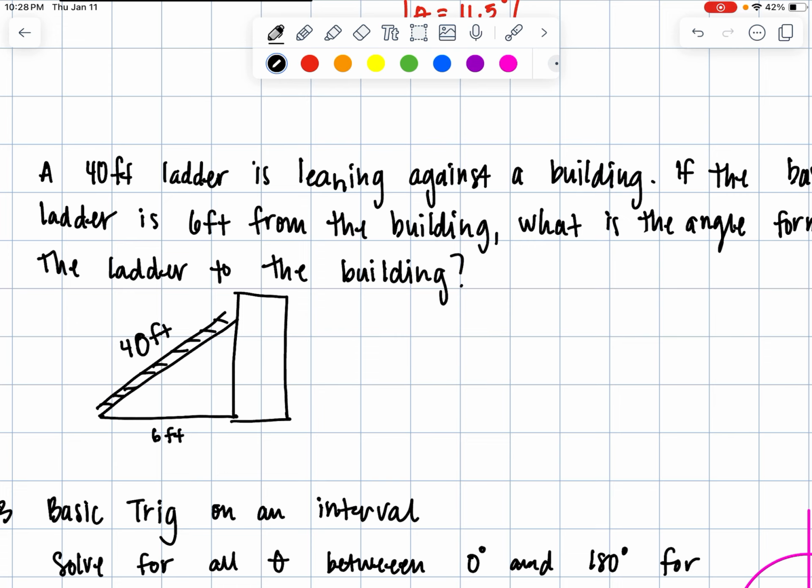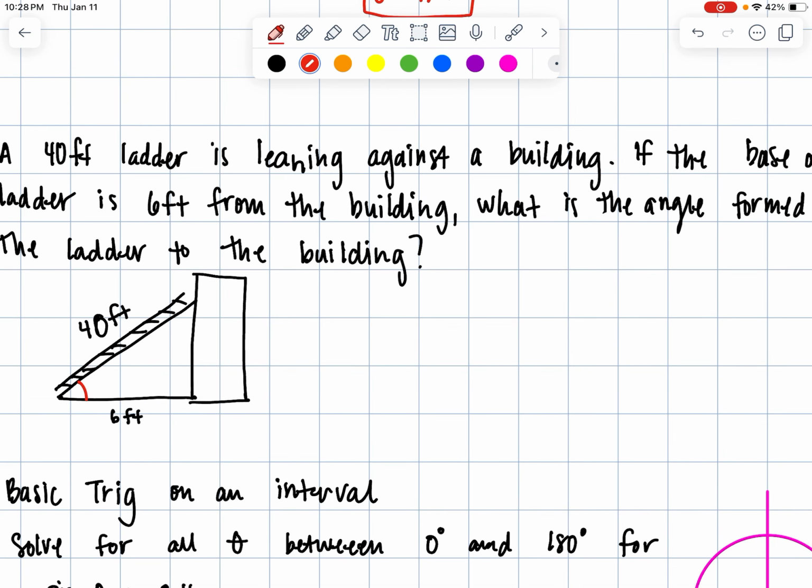And this is a terribly drawn ladder in terms of scale. So 6 feet away from the wall, obviously mine is not drawn to scale. It does not look like it's 6 feet compared to the 40 feet. The question then becomes, what is the angle formed from the ladder to the building? So we would consider this part of the triangle. Hopefully you see this right triangle being formed.